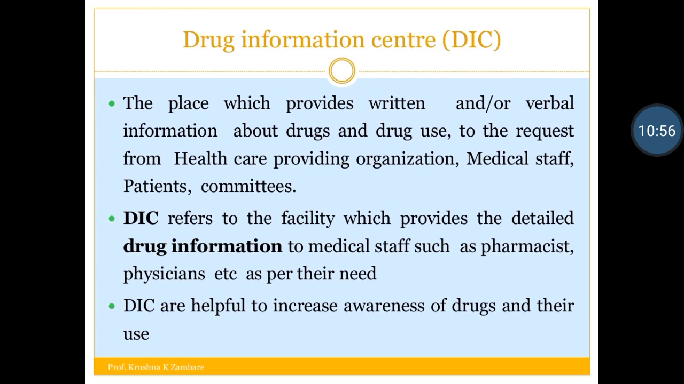Then the drug information center. The working of the drug information center and the poison information center is normally the same. There are no major differences between them. It is a place which provides written and/or verbal information about drugs and drug use on request from healthcare organizations, medical staff, patients and committees. It should be a place where we can get information on drugs and chemicals, which is very important to medical staff, patients, and any multi-speciality organization.